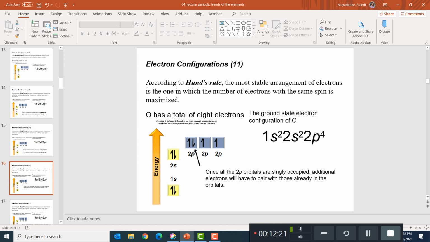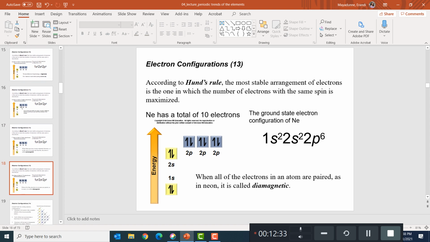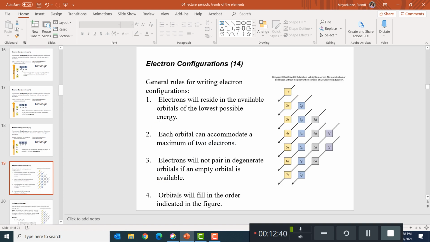When you have oxygen, which has a total of 8 electrons, first it fills 1s2, 2s2, and 2p with 3 electrons, making 7. Now you have one more, and that 8th comes here. Then neon has 10 electrons. So this is how the general rules of writing electron configuration work.